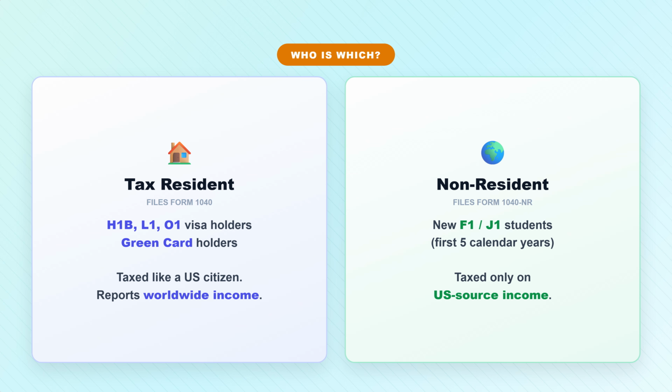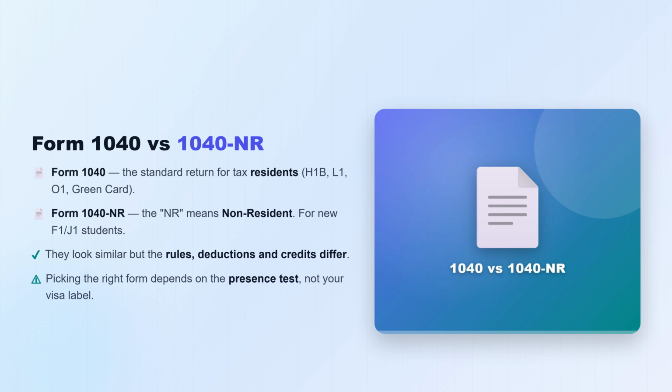So who is which? Tax residents file Form 1040. This includes H-1B, L-1, and O-1 visa holders, and all green card holders. They are taxed like a U.S. citizen and report worldwide income. Non-residents file Form 1040-NR. This includes new F1 and J1 students. In their first 5 calendar years, they are taxed only on their U.S. source income. That is the core difference. Let us compare the two forms directly.